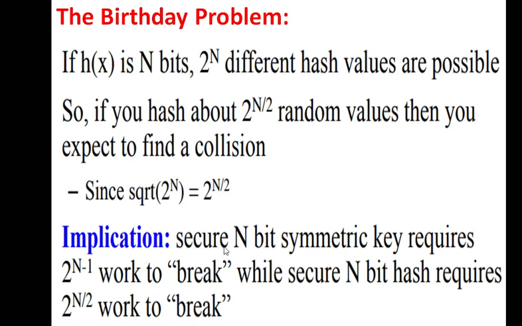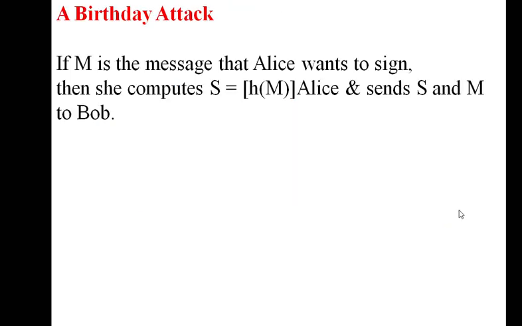So a secure n bit symmetric key requires 2 to the power n minus 1 work to break the code, while a secure n bit hash requires 2 to the power n by 2 work to break the secret codes. So how will we consider the birthday attack? A birthday attack means two persons share the same birth date. That is what we can call a birthday attack.